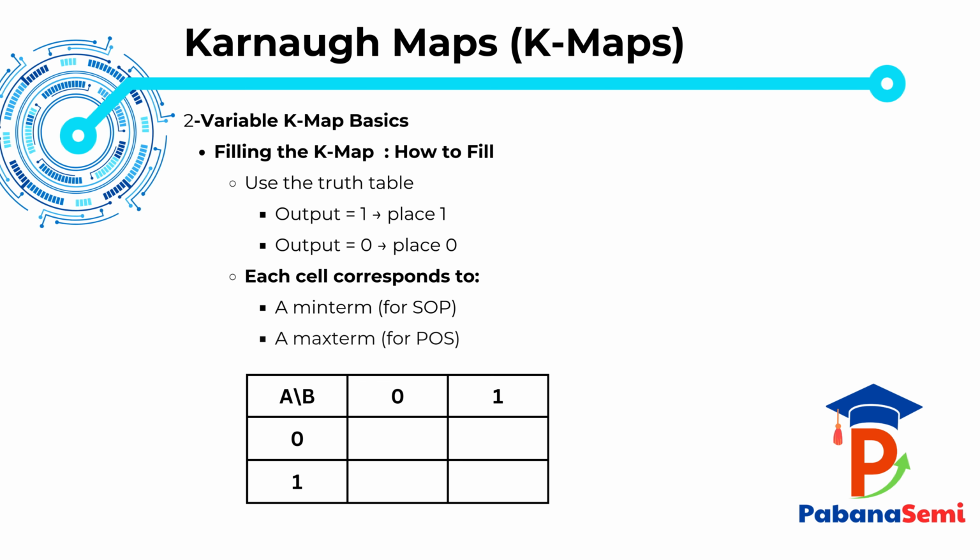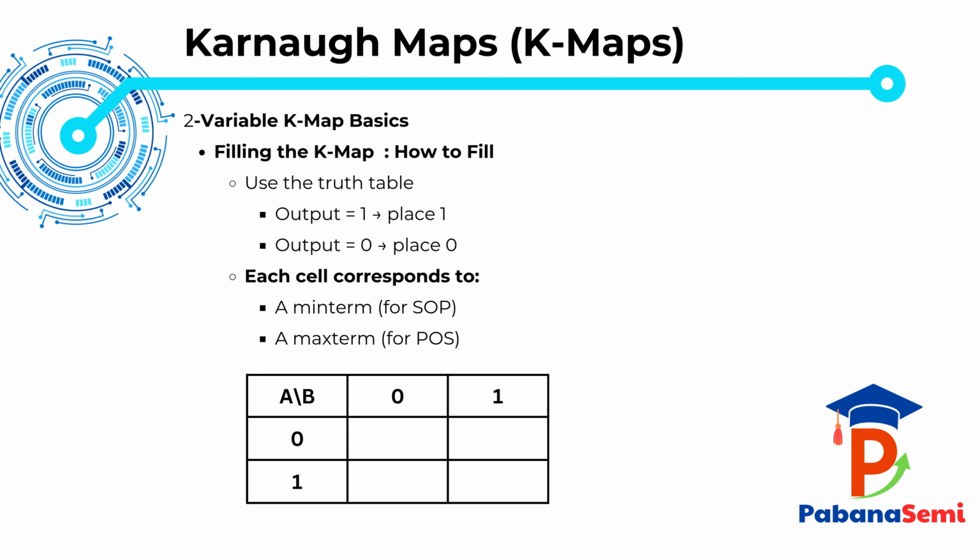Let us see how to fill a two-variable Karnaugh map using the truth table. To fill the K-map, we always start with the truth table. For every row in the truth table, if the output is 1, we place a 1 in the corresponding K-map cell. If the output is 0, we place a 0 in the corresponding K-map cell. So each truth table row directly maps to one K-map cell.